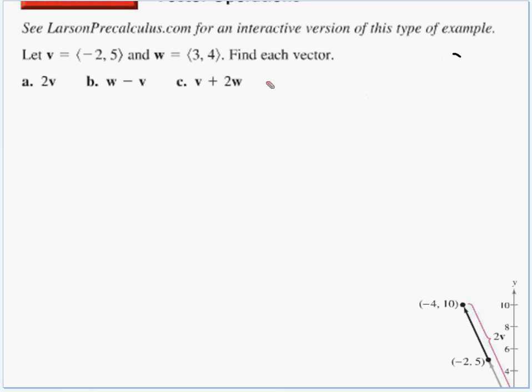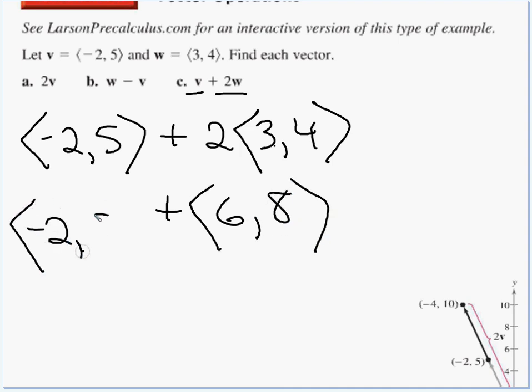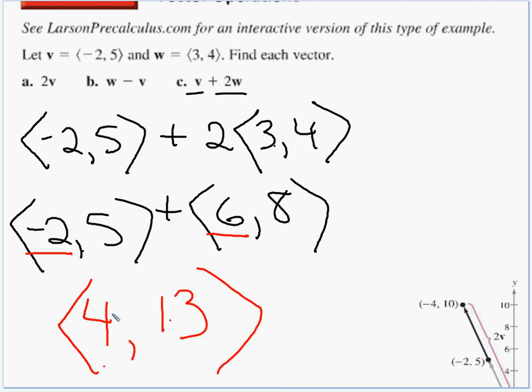Letter C, we got a little bit of both going on here. V plus 2w. So v, that is negative 2, 5. And then we're going to add 2 times w. 2 times w is 3, 4. Order of operations says we should multiply first. So let's distribute that 2. Now it's going to be 6, 8 plus this vector, negative 2, 5. Now we just add the vectors here in the first position. Negative 2 plus 6 is 4. Plus 5 plus 8 is 13. 4, 13. There we go. There's our resultant vector.